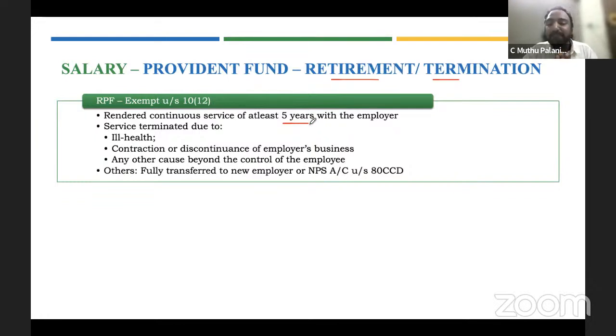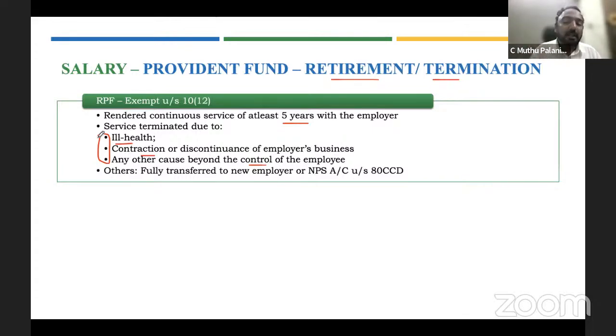So if I'm resigning today, I should have been working from 2018 itself. Only then am I in continuous employment. So continuous service for 5 years. Otherwise, if I am taken out of the job because of ill health, contraction or discontinuation of the employer's business, or any other cause beyond the control of the employee. So all these 3 are not in my control. Suddenly if I have a heart attack, is it in my control? Not in my control. Because of that, I am not able to work. That is also not in my control.